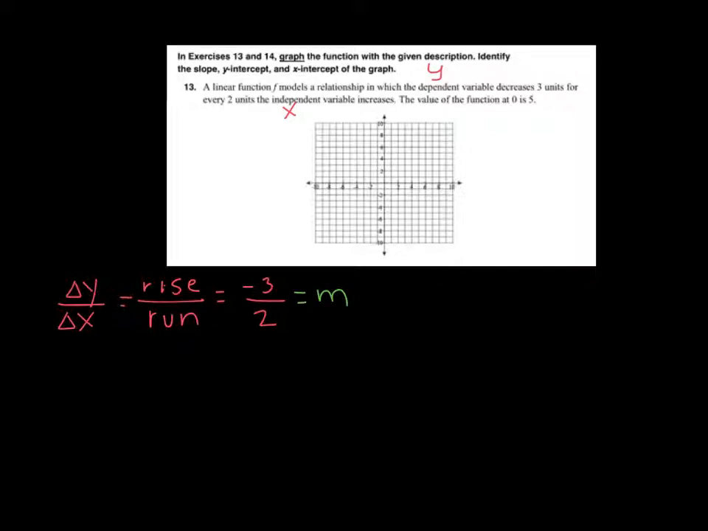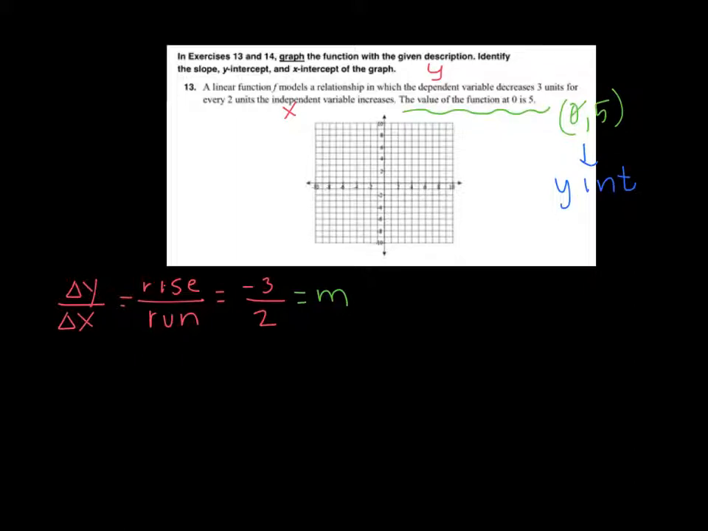Then they're telling you the value of the function at 0 is 5. So they're giving me a point, (0, 5). Well, isn't (0, 5) a y-intercept? Okay, so I have m and I have b. You guys should be able to graph from that.